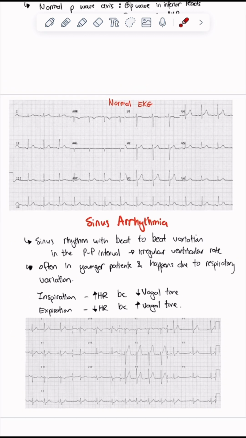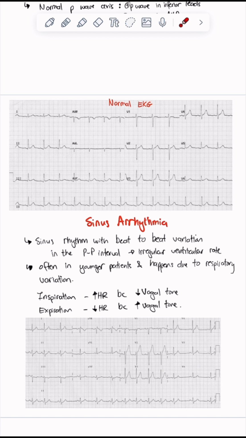The last thing we'll be talking about today is sinus arrhythmia. What is sinus arrhythmia? Basically, it's sinus rhythm with beat-to-beat variation in the P to P interval, which results in an irregular ventricular rate. This is often seen in younger patients and happens due to respiratory variation.